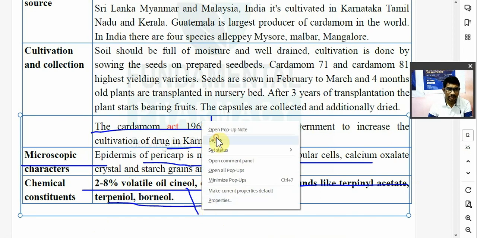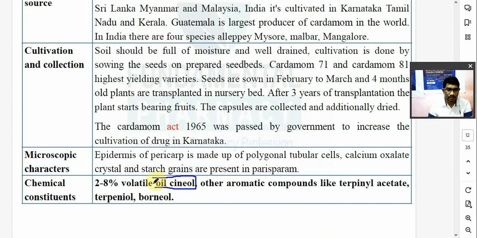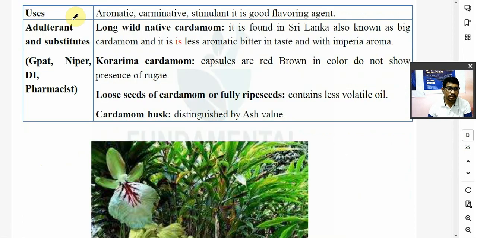What is the main component? Cineol. So it has 2 to 8% volatile oil, and in that the main compound is cineol. The other aromatic principles are the terpinyl acetate, terpineol and borneol. They are less important, but cineol is the particular one. They will ask exactly this question: the main volatile oil component of Elettaria cardamom is cineol. Next, uses of this crude drug. It is a carminative, aromatic, flavoring agent, which you already know. It is used in dry waters and so on. Aromatic, carminative, stimulant, a good flavoring agent.